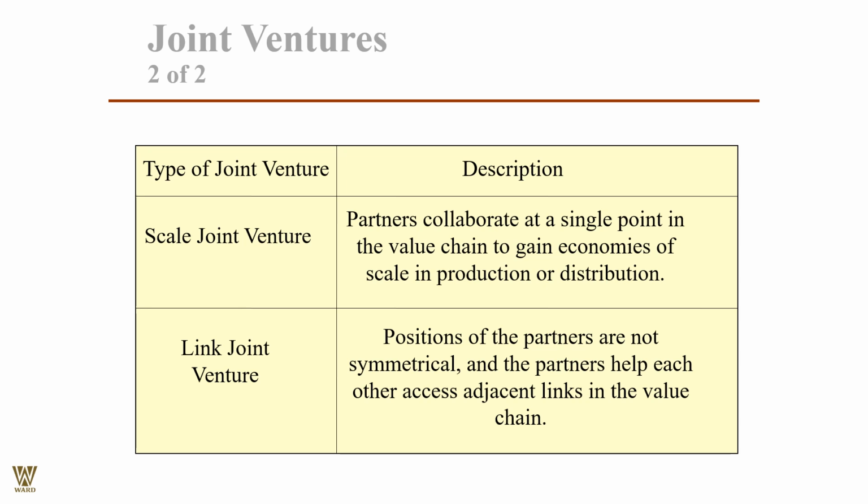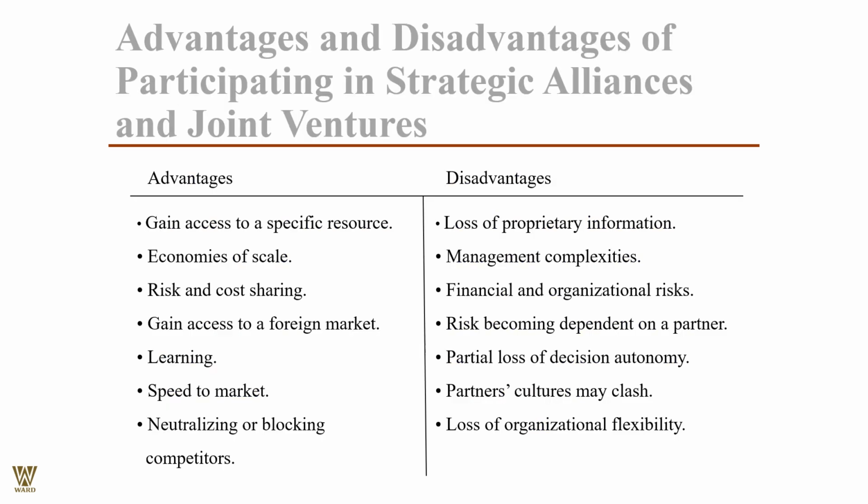Now, link joint ventures is where the positions are not symmetrical and partners are helping each other out. So, I'm into production, you are into marketing. I will help you in your marketing abilities, you will also help me in my production abilities. So, it's like scratching each other's back altogether.